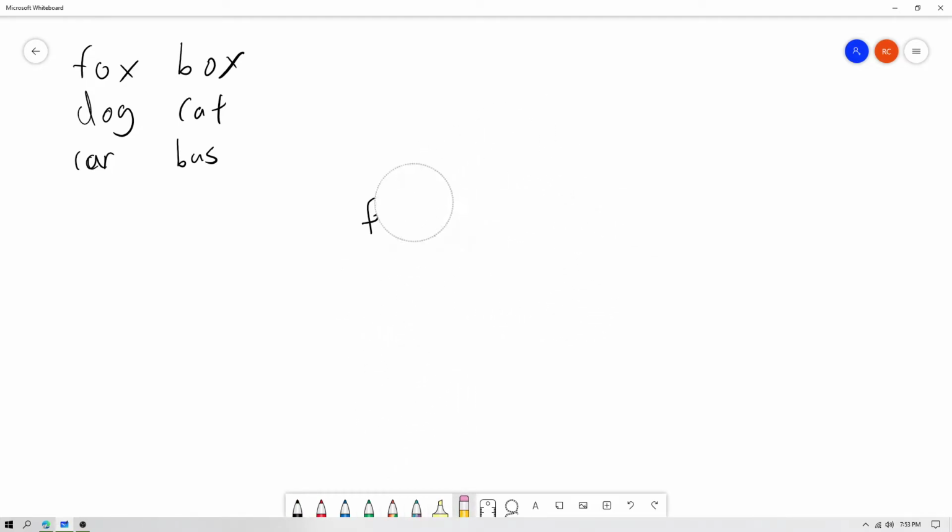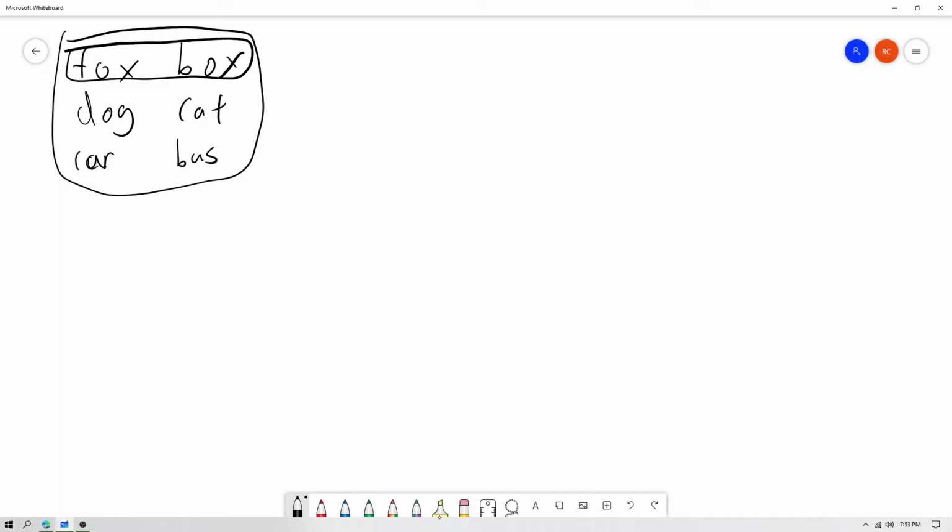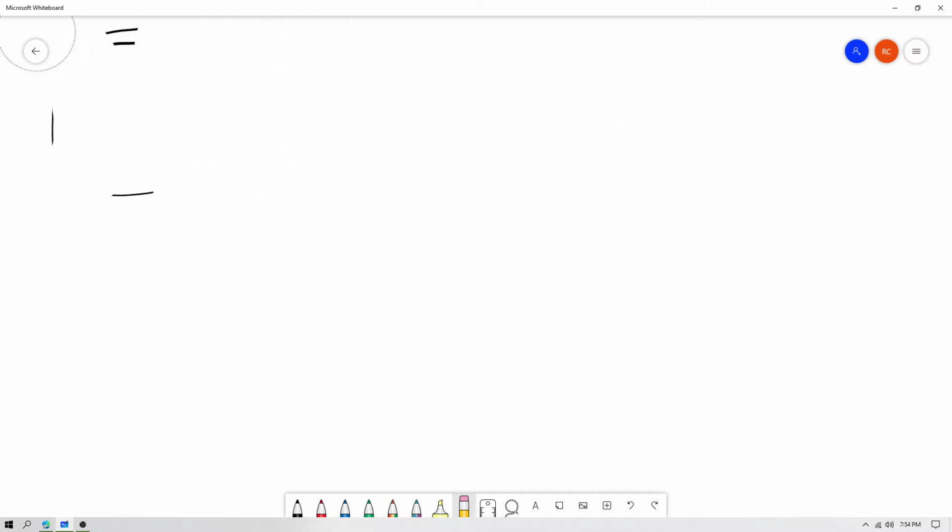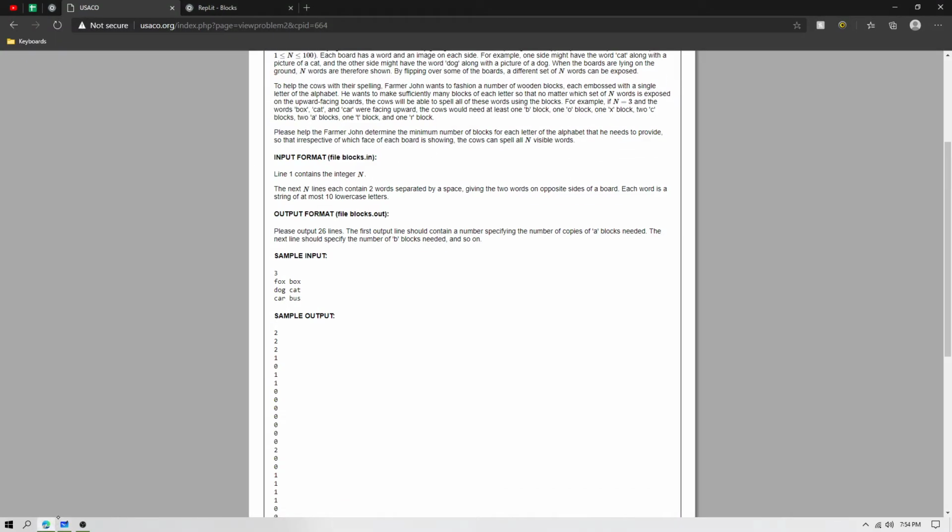My solution just goes through each of these lines, and it calculates the number of similar letters. Let's say a word is fox and box, and this one has two more O's, we would add the one with two more O's to our outputs. So here's my code.